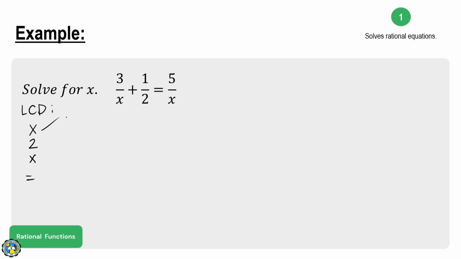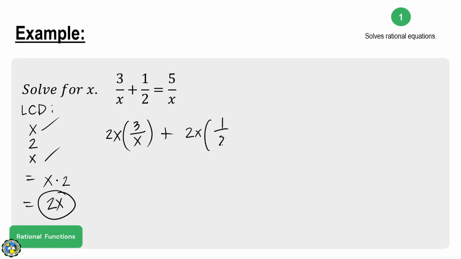po. So, as you can see, pareho po tayo may x. So, single x na lang ito, no? Count it as 1 and then multiply it with the other multiple, which is 2. So, therefore, our LCD is 2x. So, we're going to multiply each rational expression by 2x. So, we have 3 all over x multiplied by 2x plus 2x multiplied by 1 half equals 2x multiplied by 5 all over x. And then, let's simplify po.